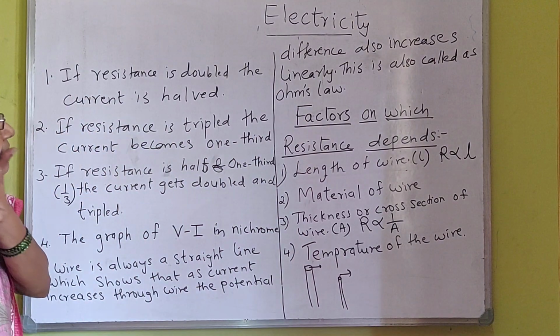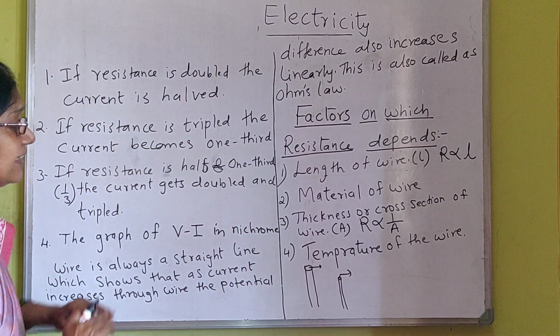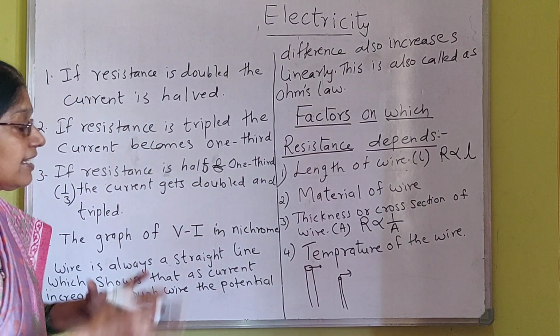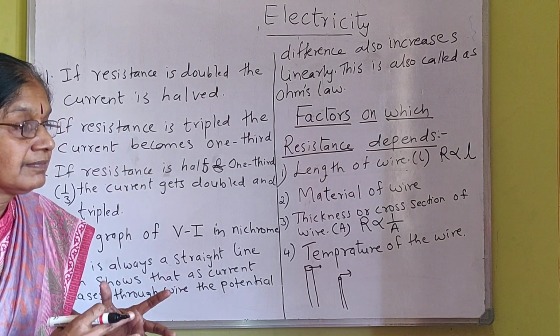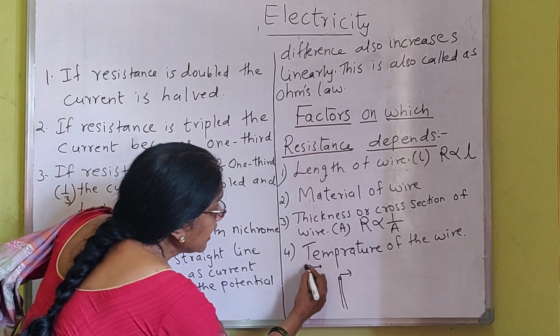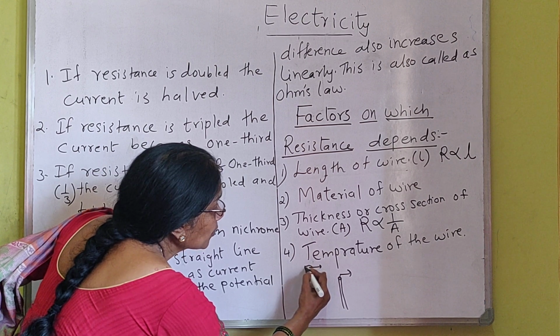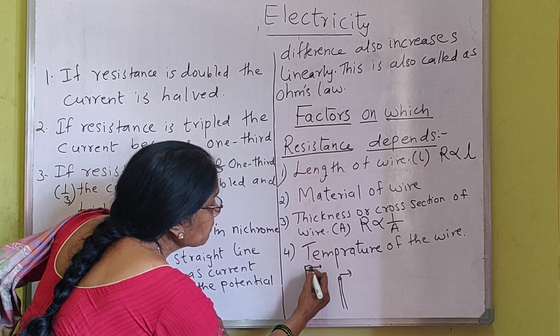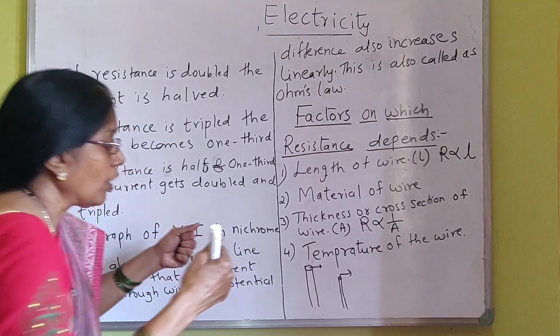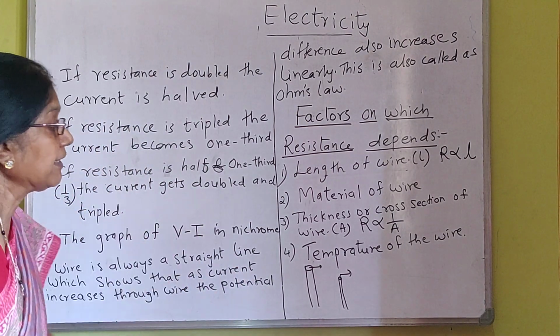What does inversely proportional mean? As the thickness increases, the resistance becomes less. Here you can see the area is wider, so the electrons will get more space to move. So there is no colliding of the electrons. That is why the resistance will be less.